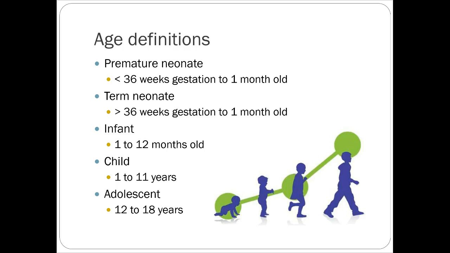And then term neonates, they're greater than 36 weeks. Infant, 1 to 12 months old. A child, technically 1 to 11. Adolescent would be 12 to 18.